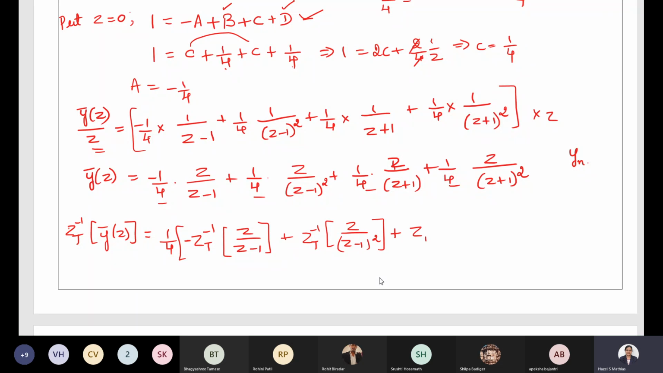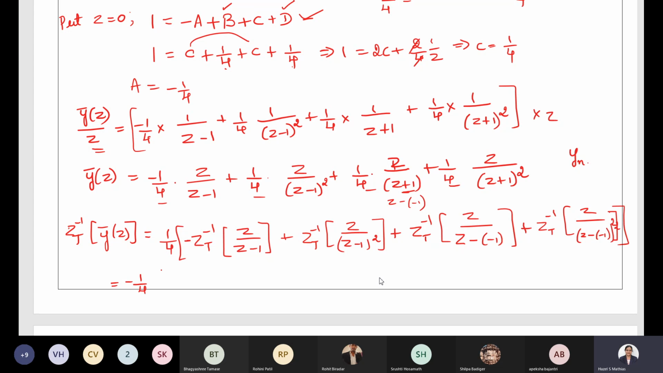Then plus inverse z transform of z divided by, whenever plus is there we will split it as z minus of minus 1, because we have the formula for inverse z transform of z by z minus k, but not for z by z plus k. That's why z plus 1 we will split it as z minus of minus 1, plus inverse z transform of z divided by z minus of minus 1 whole square. Wherever plus is there, you need to split this as minus of minus. Always remember that. So this is nothing but 1 by 4 into minus.